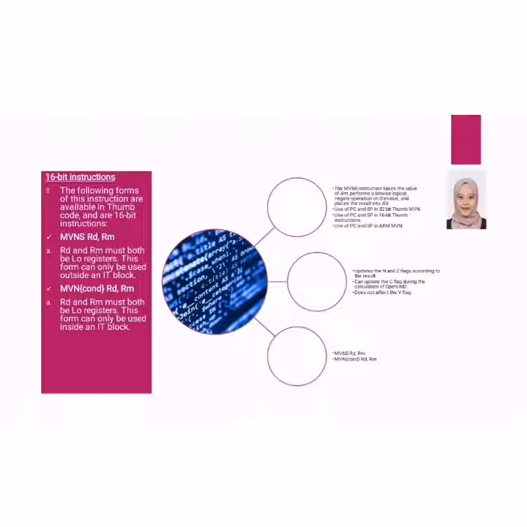For the 16-bit instruction, the following forms of this instruction are available in Thumb code. MVNS RD, RM: RD and RM must both be low registers. This form can only be used outside an IT block. Then MVN{cond} RD, RM: RD and RM must both be low registers. This form can only be used inside an IT block.